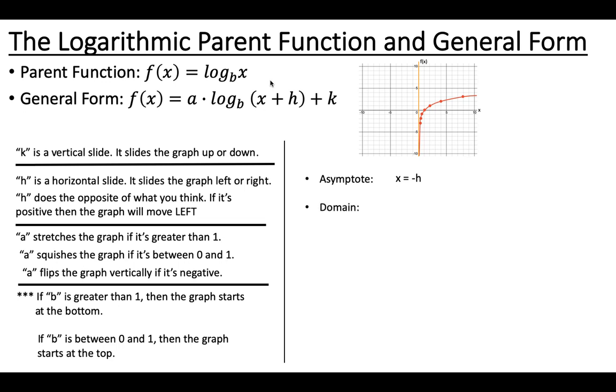The next thing we need to talk about is domain. And domain, remember, is all of our inputs. It's all of our x numbers. So if our boundary is at negative h, well then what x's are okay to plug in?